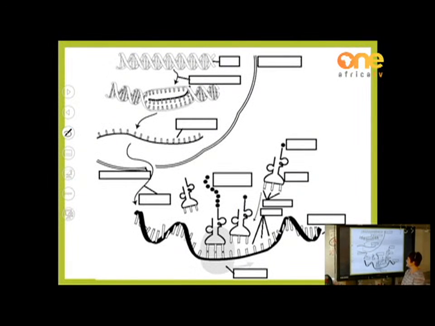So I added a quick revision sheet for you so that you can quickly see and find the correct names in your pathway.